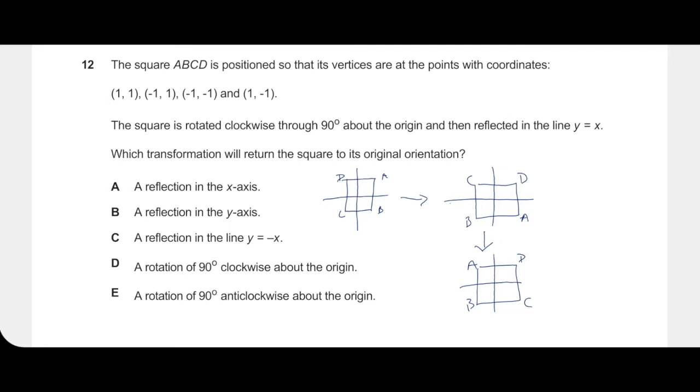The best way to answer these questions is by drawing each transformation out and then visually trying to solve. So that's exactly what I did. So this is the original square, this is when it's rotated 90 degrees, and this is when it's reflected. And we now want to get this square back to this shape. And how do we do that? We do that by reflecting in the y-axis. That means B is the answer for 12, and that's question number 12 completed.